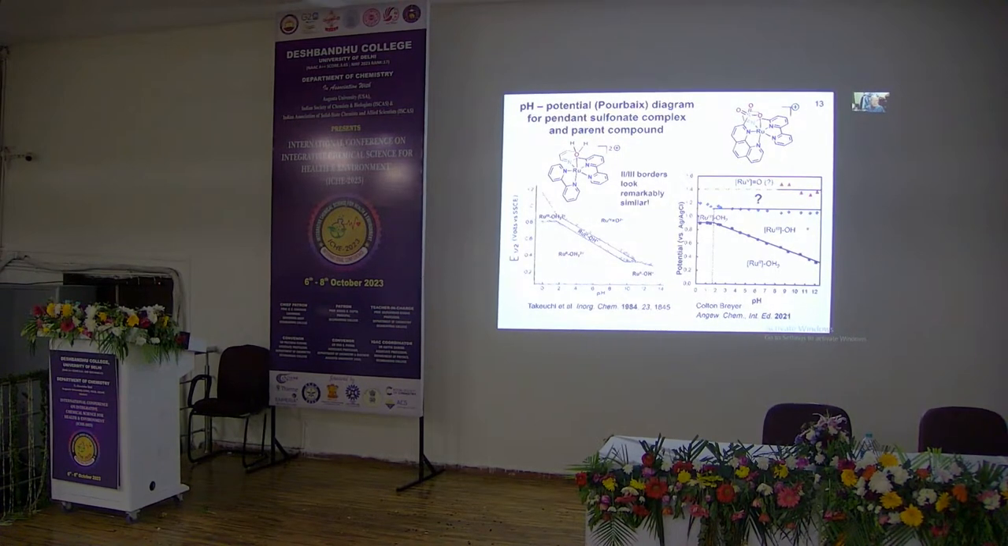This is called a Pourbaix diagram. It's a pH versus potential diagram, and it's a thermodynamic diagram. It's a state diagram. Let's just look at the Pourbaix diagram for this literature compound. 0.8 volts at pH 0 and, let's say, 2. There's no change in the potential in this region.